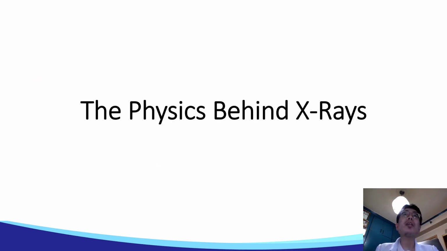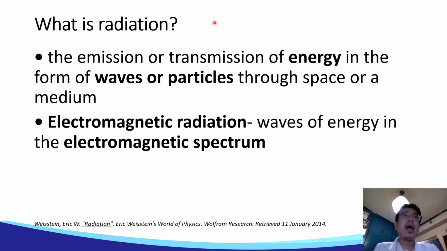Before we jump right into the clinical aspect of X-rays, a brief definition of terms. And the first thing we need to define is radiation. Radiation, simply, is the emission or transmission of energy in the form of waves or particles through space or a medium. And one of the most important types of radiation is electromagnetic radiation. These are waves of energy which belong to the electromagnetic spectrum.